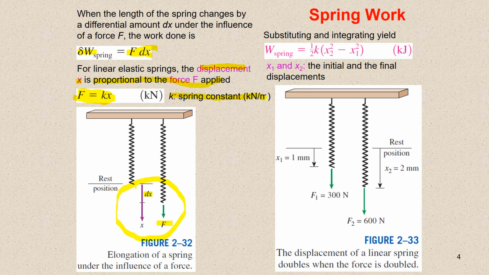The displacement x is measured from the undisturbed position of the spring, that is, when x is equal to 0, when F is equal to 0. Substituting this above equation and integrating would yield W_spring equal to 1/2 k times (x2 squared minus x1 squared), and the answer would be given in kilojoules. In this case, x1 and x2 would be the initial and the final displacements.